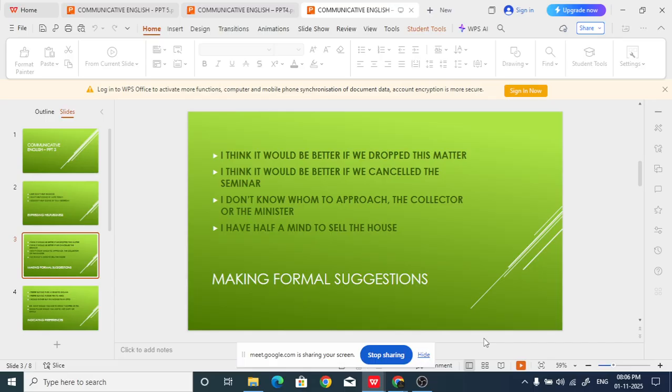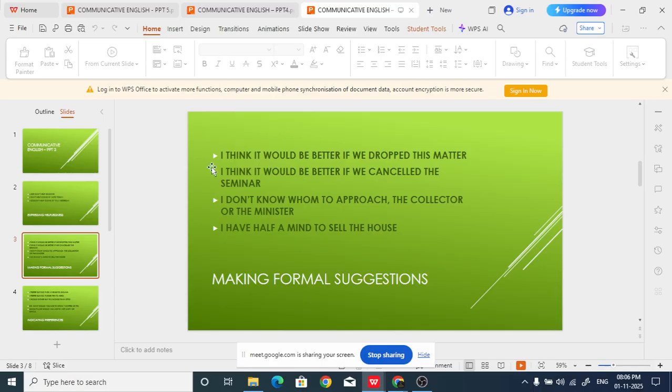So, I think it would be better if we cancel the seminar. This is a polite way of saying it. I don't know whom to approach, the collector or the minister. So you are expressing that you don't know whom to approach. I have half a mind to sell the house. So these are all formal suggestions. But we will concentrate on the first two sentences, using I think it would be better.